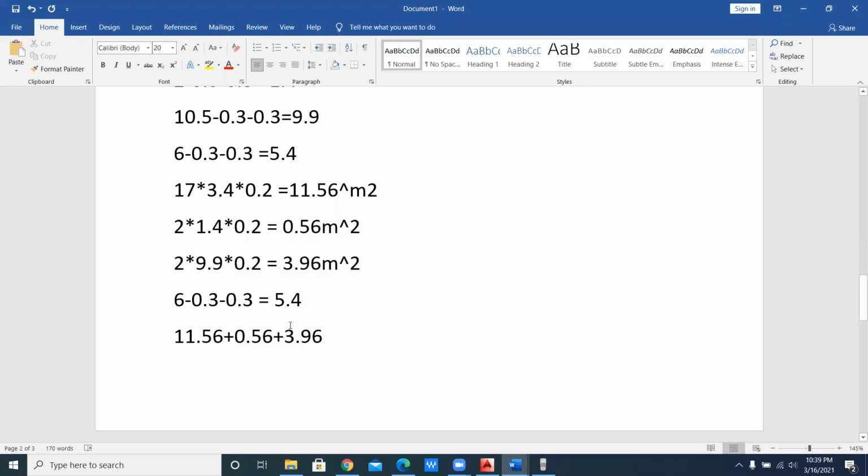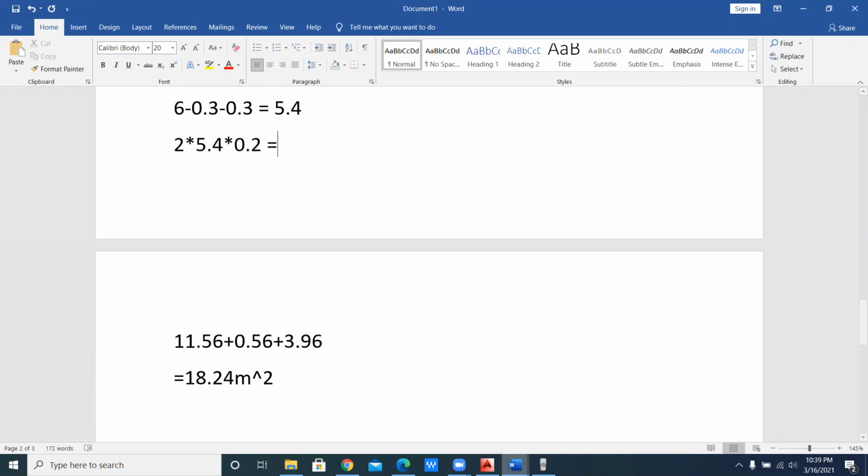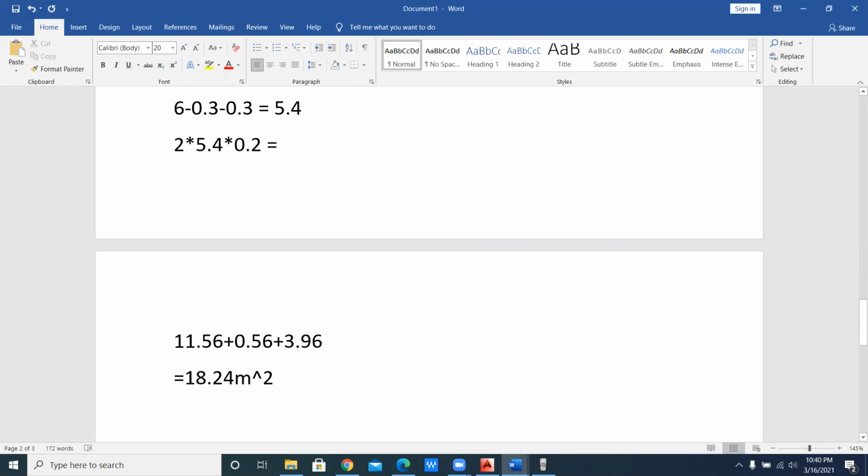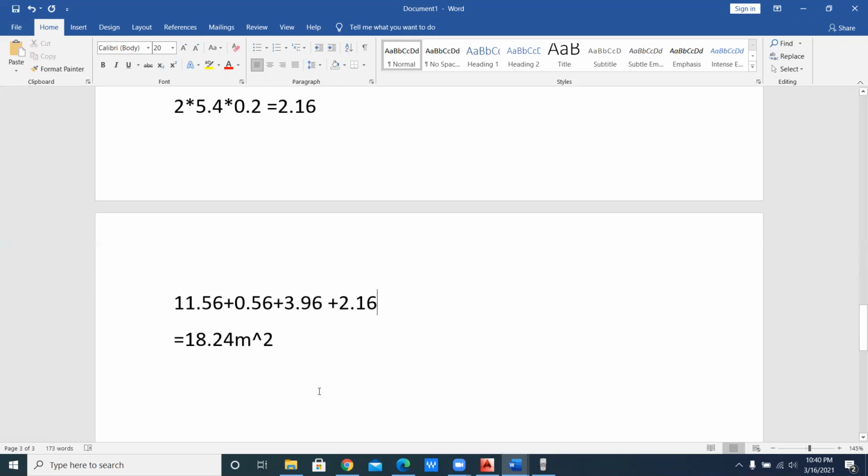Now how many shear walls? That is 2 shear walls in this direction, that is 2 multiplied by 5.4 multiplied by 0.2. So how much will it come? 2 multiplied by 5.4 multiplied by 0.2, this one is 2.16, and you can add here 2.16. Okay, that's one.